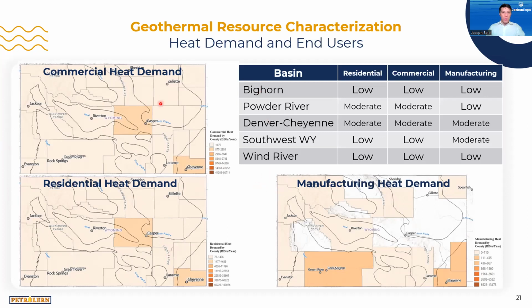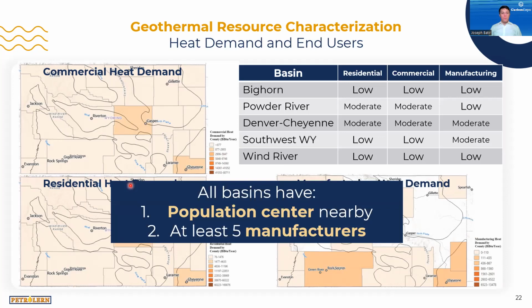So, as expected, the commercial and residential, like commercial buildings, are located at population centers, Casper and Cheyenne. That's where you get a lot of the heat demand for commercial and residential. Interestingly enough, for the manufacturing, you still have a lot of heat demand in Cheyenne, and then you also get a lot of heat demand in the Rock Springs, Green River area. So we have this opportunity here near Rock Springs and then also near Cheyenne.